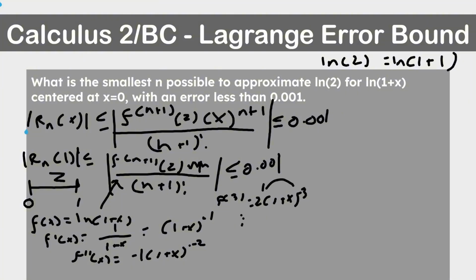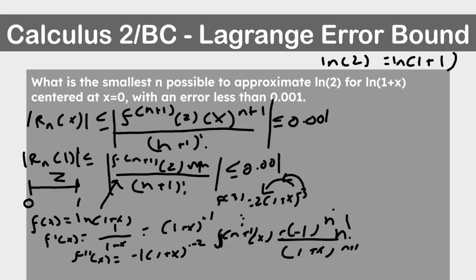But what you can start to see here is that there's some sort of factorial property. So you can say that the n plus first derivative of x is going to be negative 1 to the power of n, because we know that the signs alternate, multiplied by n factorial because of the power rule, divided by 1 plus x to the power of n plus 1, because when we have a negative exponent, it's the same thing as saying that you're dividing by this raised to that same exponent, but positive. So now we know that the derivative is negative 1 to the power of n multiplied by n factorial over 1 plus x to the power of n plus 1.